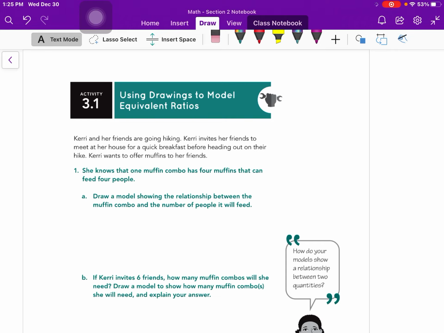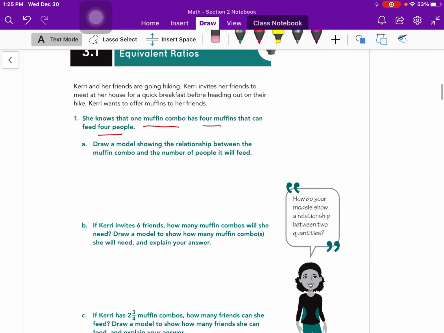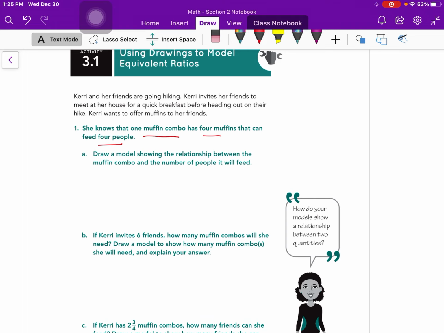Let's get going. Carrie and her friends are going hiking. Carrie invites her friends to meet her at her house for a quick breakfast before they head out. She wants to order muffins. She knows there's a muffin combo that you can order, and it has 4 muffins that can feed 4 people. Draw a model showing the relationship between the muffin combo and the number of people it will feed.